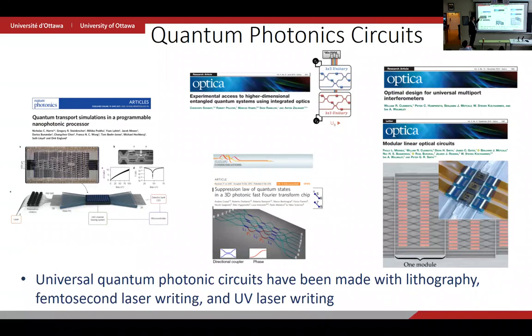You can see that these are all metal pads for the electrical control. You can see that you're starting to fill up how much electrical control you can do there, because you have to control all those different phase shifters. People have done things like quantum transport simulations. They've done these in 3D by laser writing them, so not just sticking to a plane.